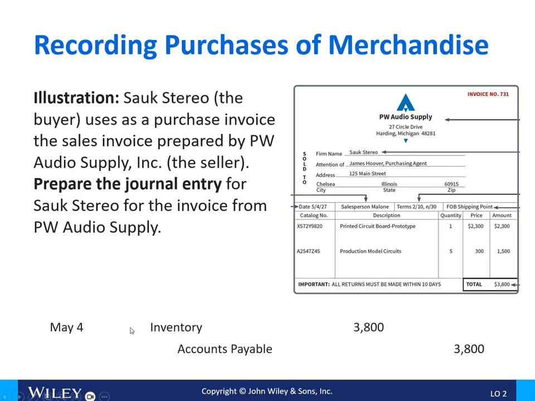The entry is going to be a debit to inventory and a credit to accounts payable. So they bought this on credit, so they're going to pay for it in the future. So we have a liability, accounts payable. We credit that to increase that liability. We're receiving goods that we're going to sell, and what we do is we account for that in the account inventory. So we're increasing our inventory. We're going to debit that account inventory.